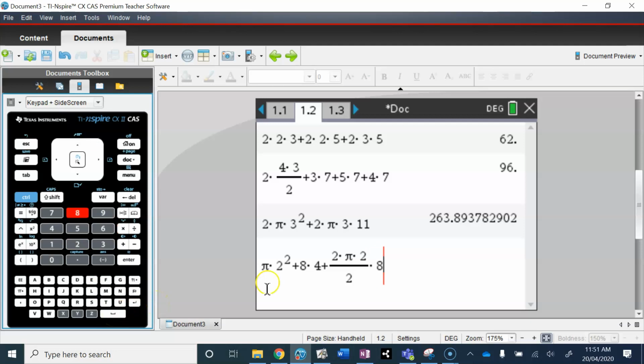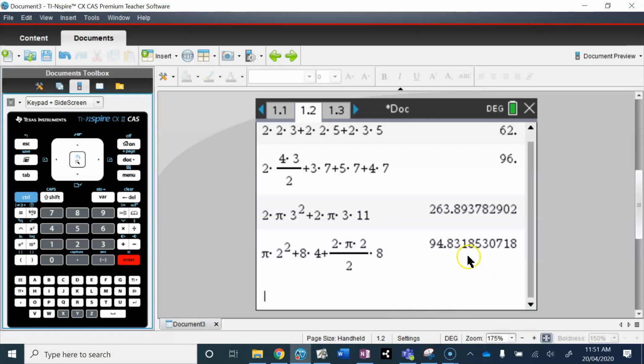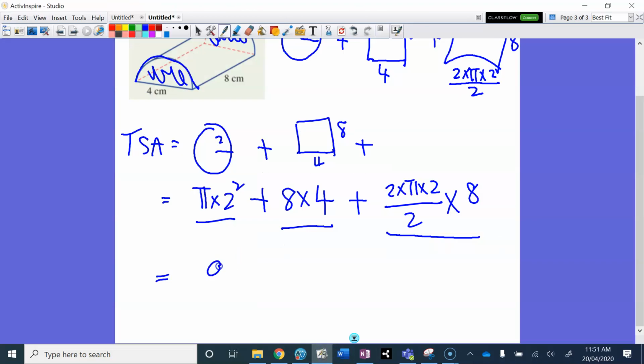Again, that's the circle, which is the 2 half circle ends added together, plus the rectangle for the base, plus the rectangle for the curved section of that shape. Corrected to 2 decimal places, that one would be 94.83. And our units this time are centimetres squared.